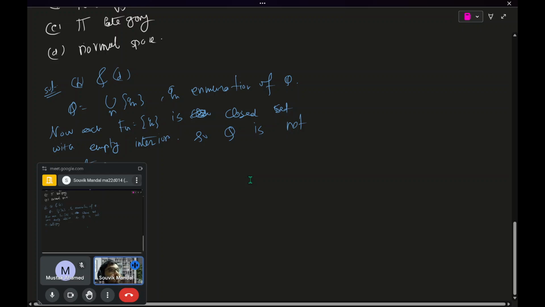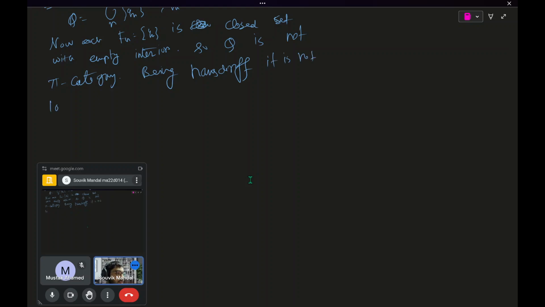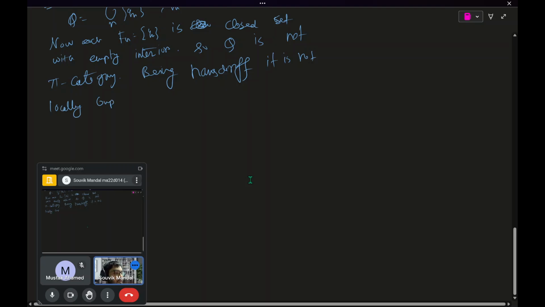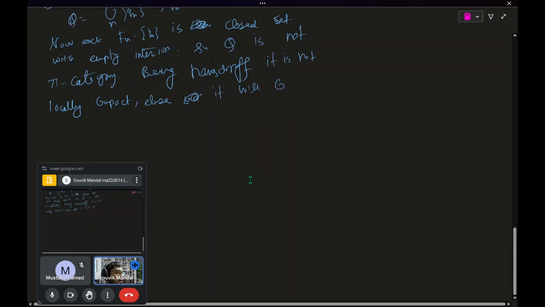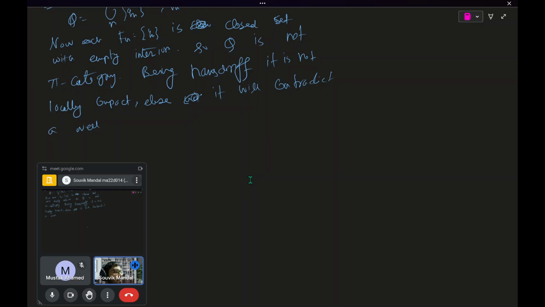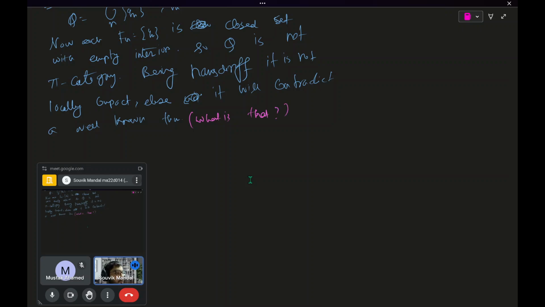Now being Hausdorff, it is not locally compact. Else it will contradict a well-known theorem. What is that? Think about it. Try to identify which theorem it will contradict.